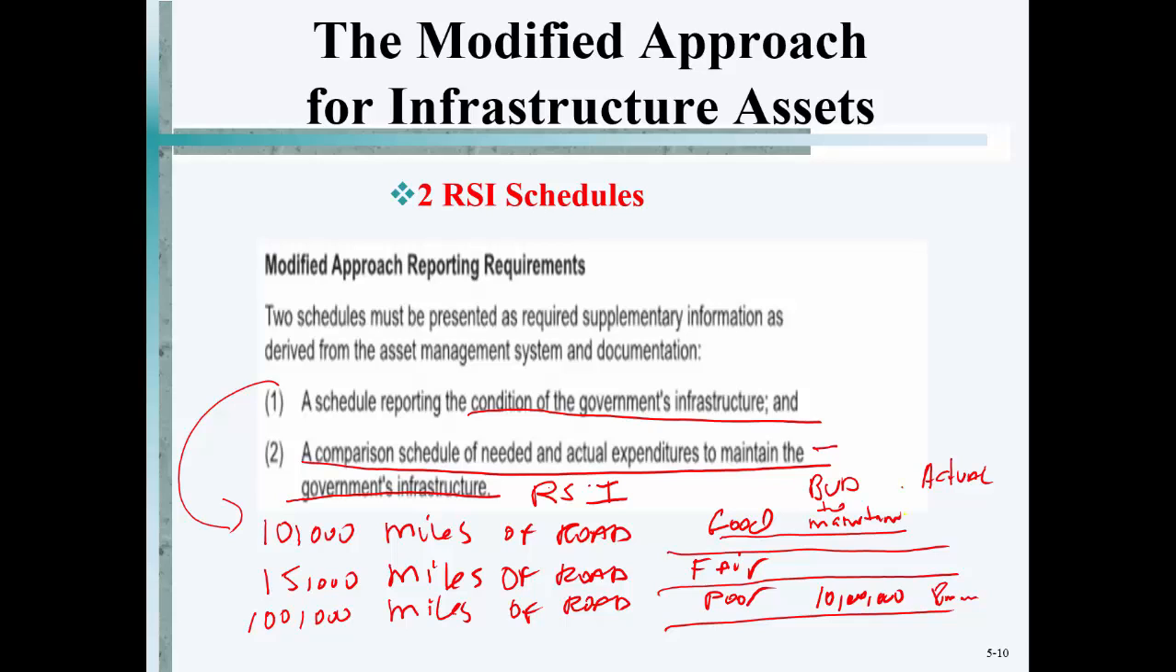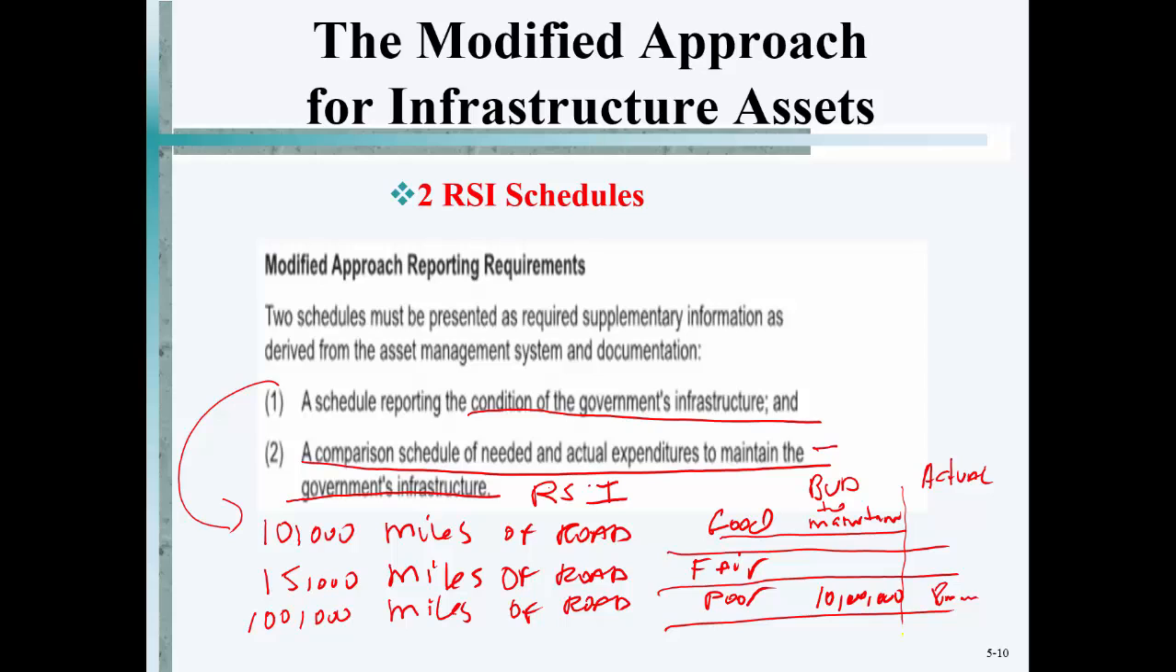Do you want to drive on the roads in this town? No? Because what? They've already got 100,000 miles of road in poor condition. To maintain what's already a crumbling infrastructure, they should be spending 10 million, and they're spending 8 million. It's bad and it's getting worse, isn't it?